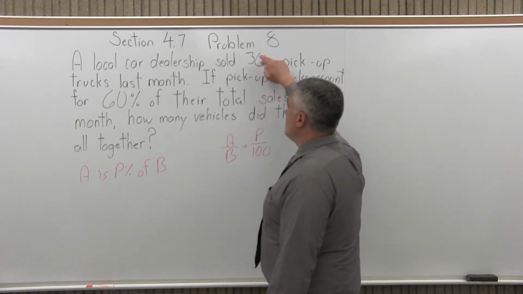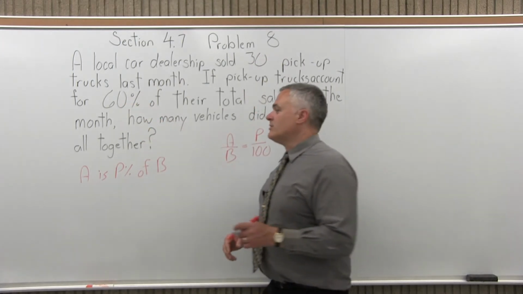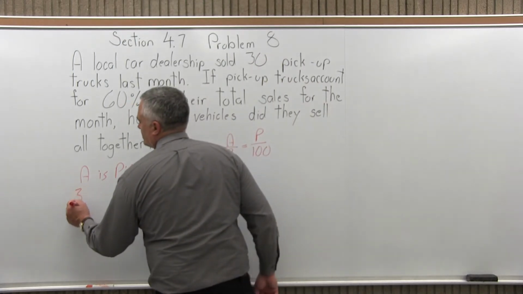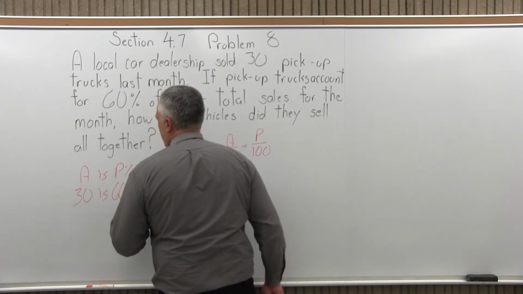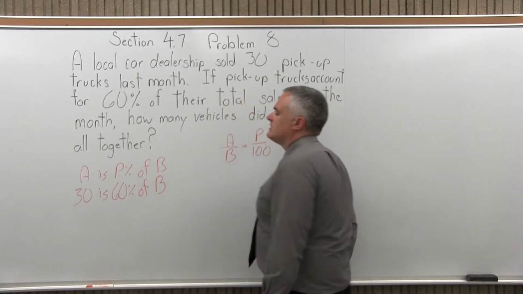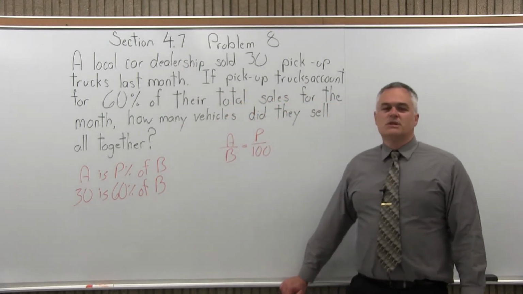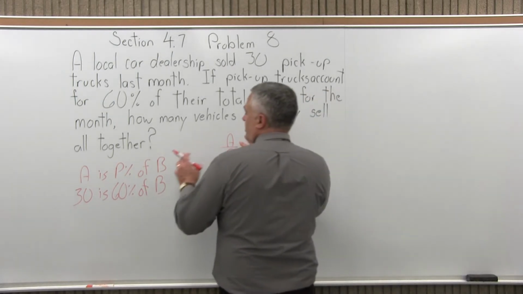So the 30 pickup trucks sold are 60% of some overall number. So what I really want to find out is 30 is 60% of what number? It's unknown, so I just leave it as B. 30 is 60% of B. Now that I have it in that form, that's the important parts, I can plug it into this formula.